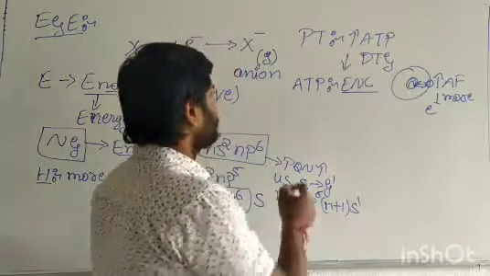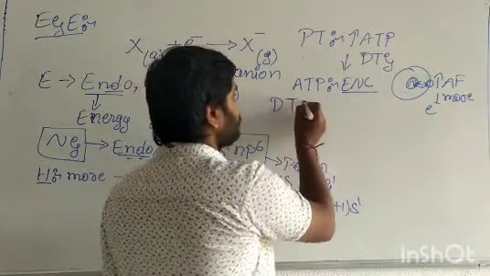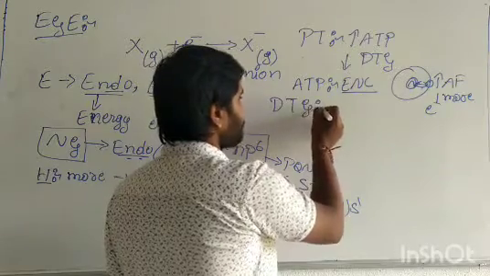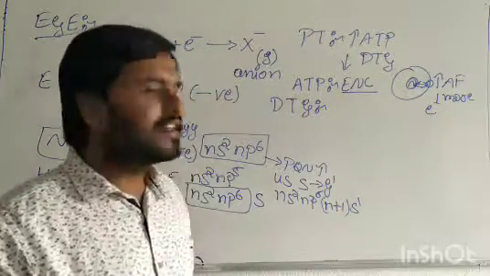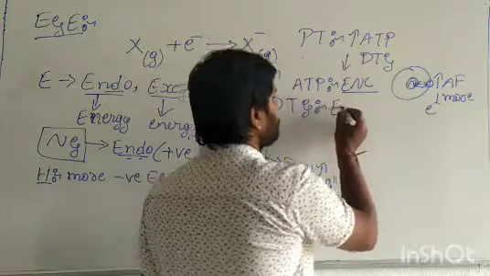Whereas if you move down the group, you know that the effective nuclear charge will decrease.